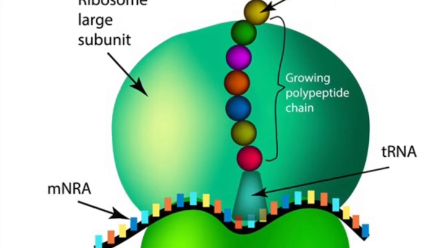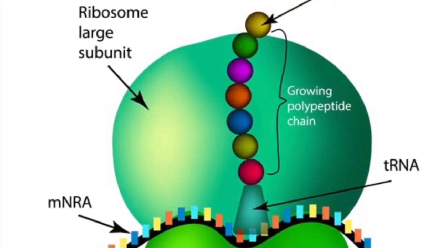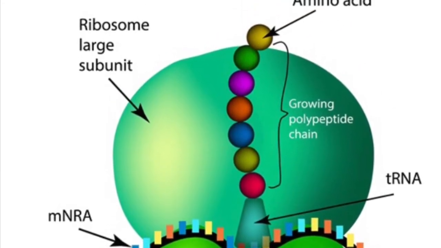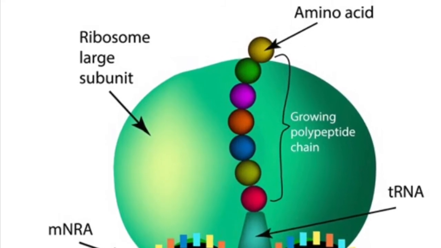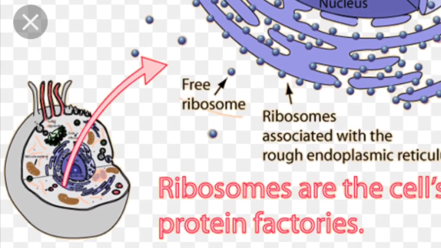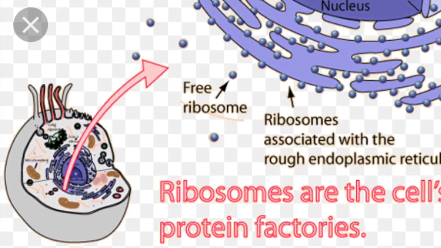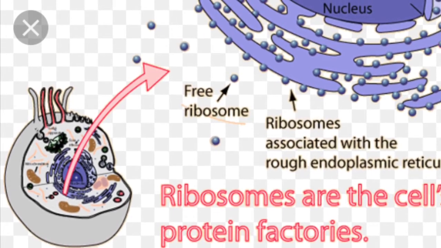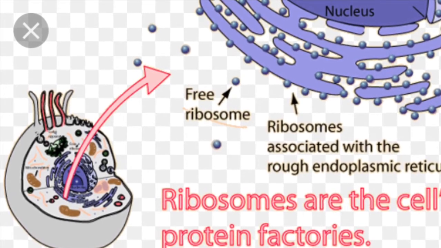Now let's move on to ribosomes. Ribosomes carry out the nucleus's commands through mRNA to synthesize proteins. Ribosomes are found in two different locations in the cell. Bound ribosomes are attached to the endoplasmic reticulum, and free ribosomes are suspended in the cytosol.